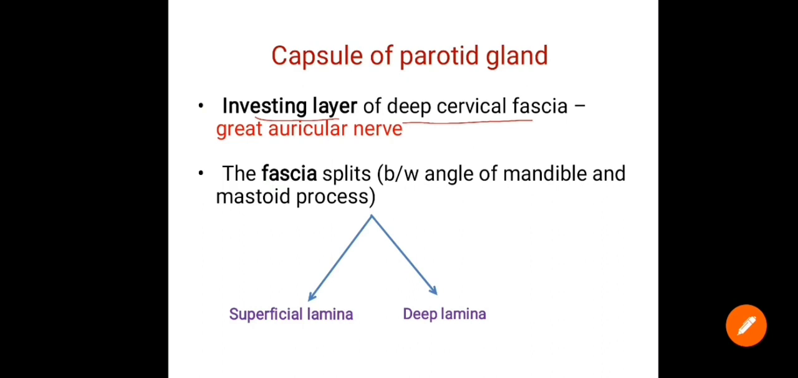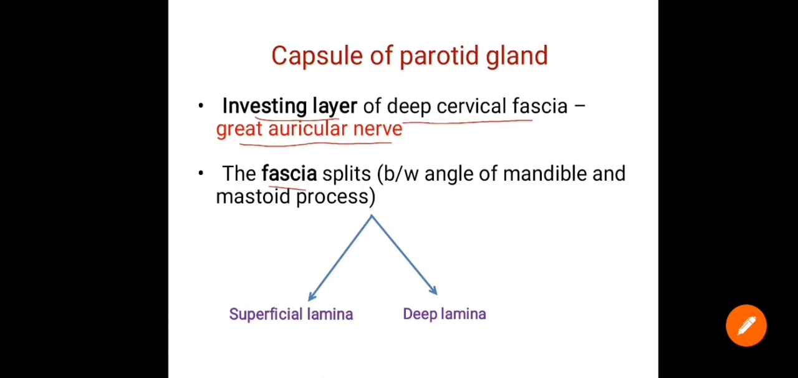Here it is the first layer, that is the investing layer of deep cervical fascia, that is forming the capsule of the parotid gland. And who supplies that investing layer of the deep cervical fascia? It is the great auricular nerve. Please keep this in mind as we will be coming across the same while we are doing the nerve supply. So it is the investing layer of deep cervical fascia that is forming the capsule.